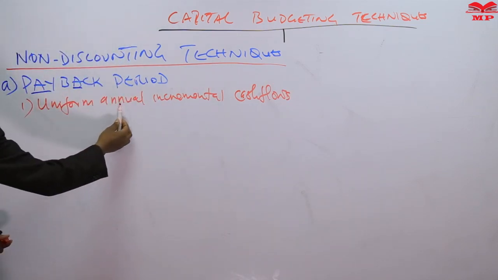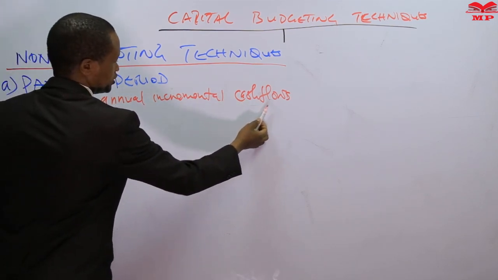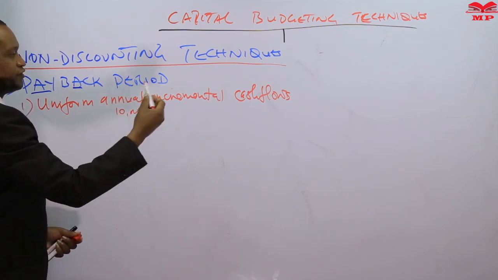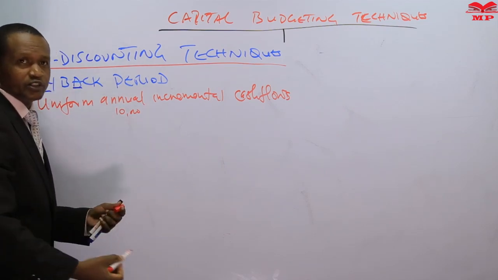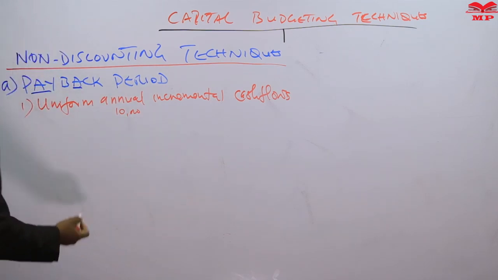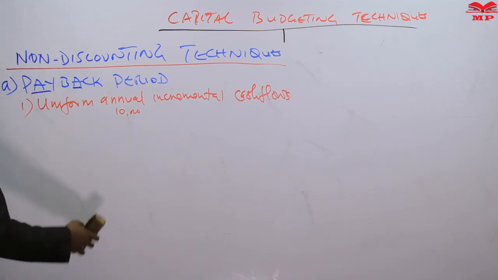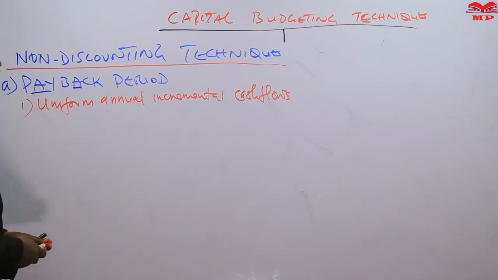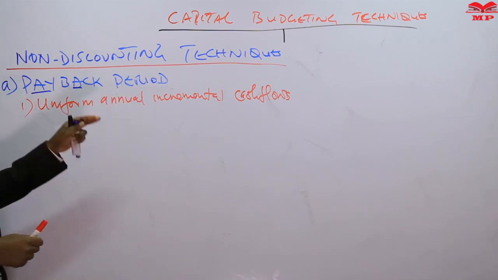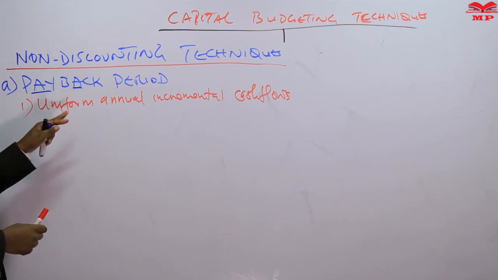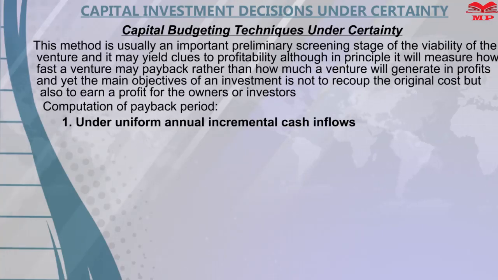This is where annual incremental cash flows are uniform, are the same. For example, if you're expecting cash flows for a project of, say, 10,000, every year you expect cash inflows of 10,000: year 3, 10,000, year 4, 10,000, year 5, 10,000. That is what we are referring to as uniform annual incremental cash flows. How do you determine the payback of a project that is going to generate equal incremental cash inflows? That is one scenario that we are going to learn: how to determine the payback period where the annual incremental cash flows are the same.